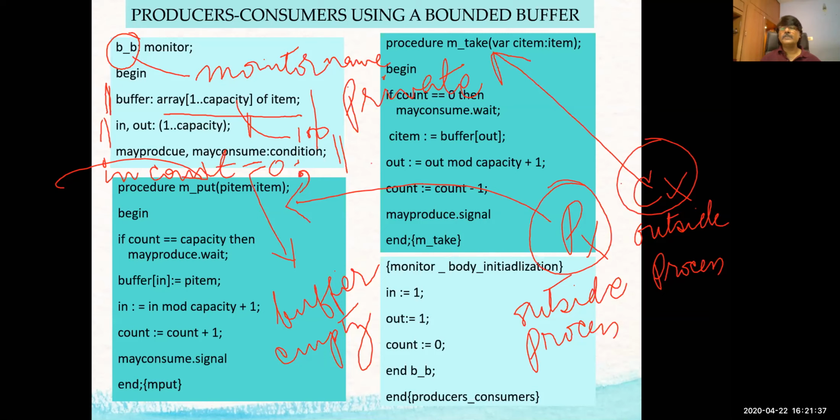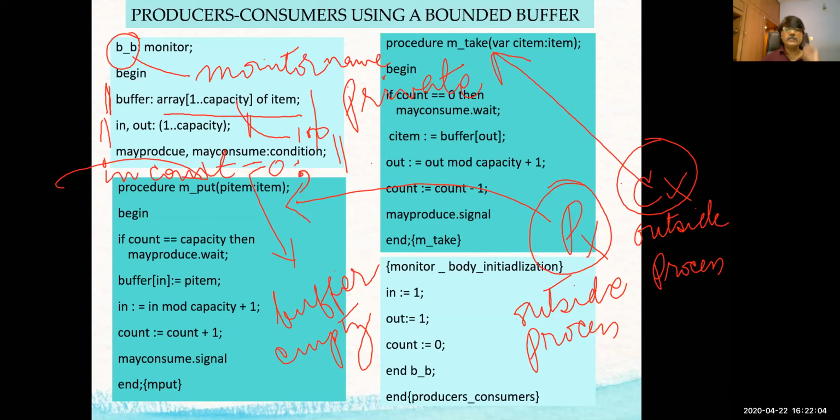Producer need not be interested to know how the buffer is implemented. It should be only interested in putting the information in the buffer. Similarly, consumer need not be interested to know the structure of the buffer. The consumer can only retrieve the information from the buffer. In and out are two pointers that are again private to the buffer. May produce, may consume are two conditions which are private to the buffer.